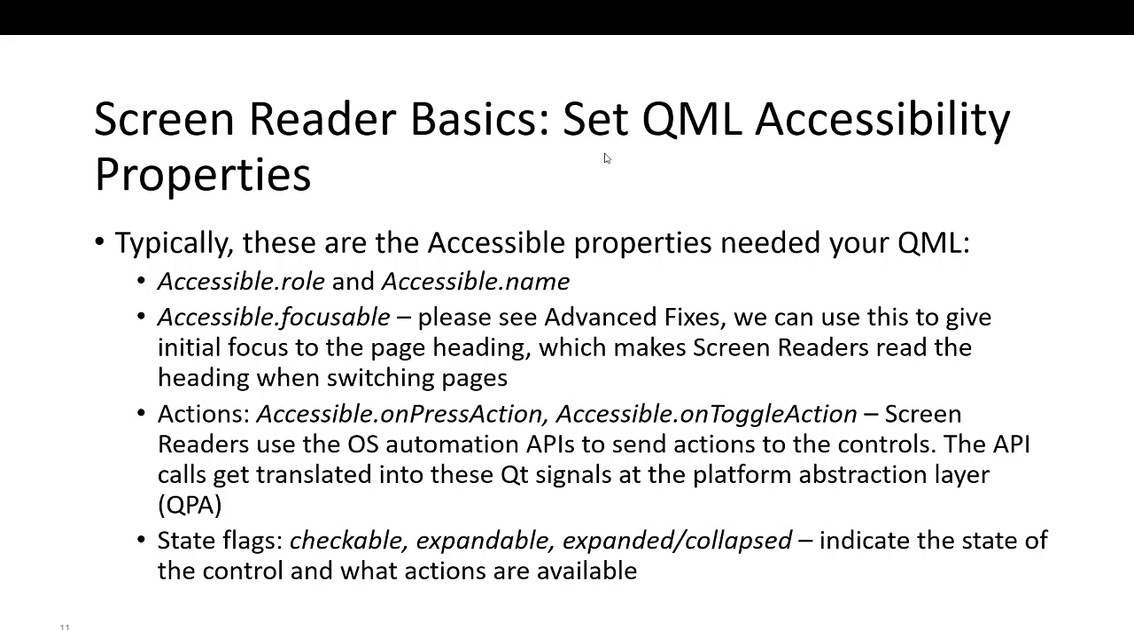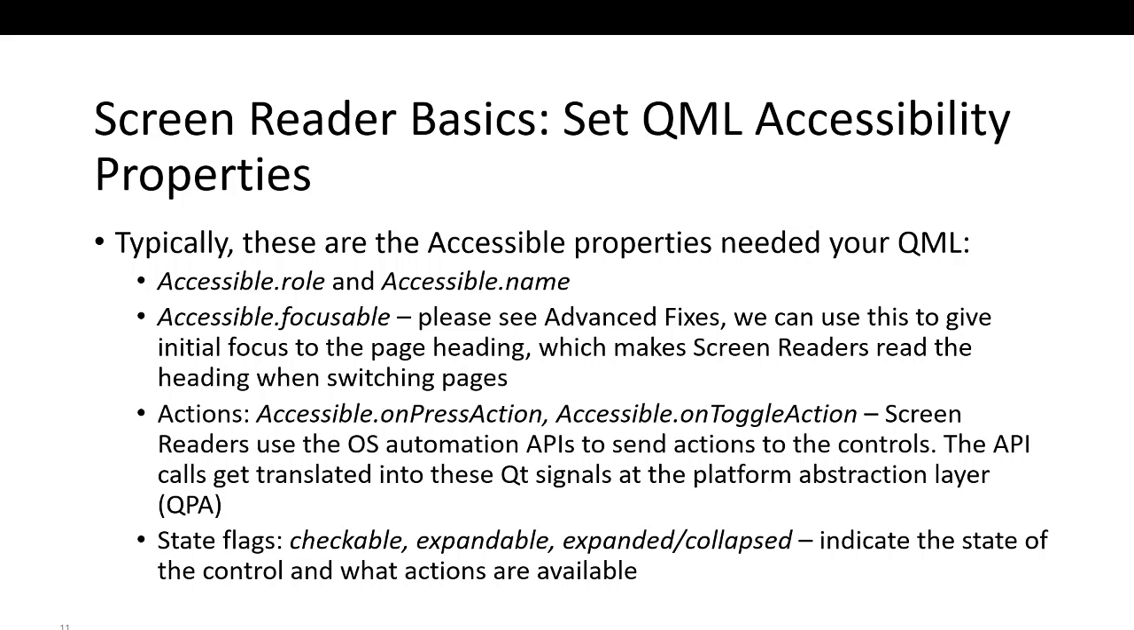So talking about QML accessibility properties, typically these are the properties that are needed in your QML. For every element or control you want the screen reader to announce, you always need to set the accessible role and accessible name values. Not setting those in general will make the node not appear, not be announced. If you set the role but forget to set the name, then the element will be announced, but there will be no name for it, and that generally just confuses users.